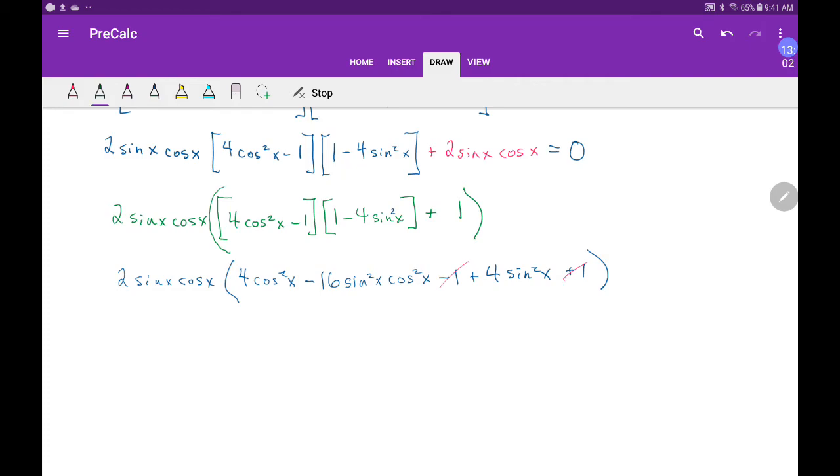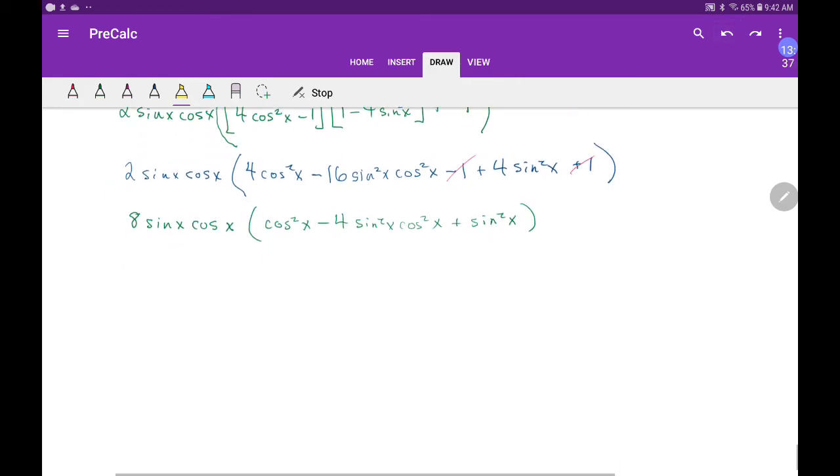What happens next is I can take a 4 out of everything, so I'm going to do that, and I'm going to say 8 now in front, as I took an extra 4 out. Okay, the 4's gone, so I have cosine squared x, minus 4 sine squared x cosine squared x, plus sine squared x, and isn't that pretty? Back to the granddaddy here. I can turn that into a 1. So my factoring days are now over.